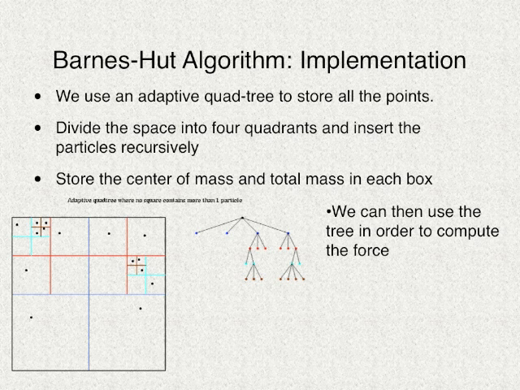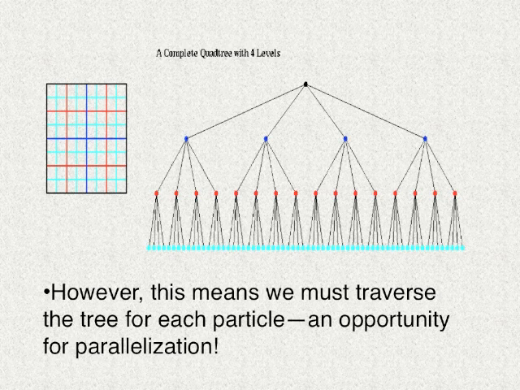In order to implement this algorithm in serial, we used a quad tree structure, which recursively divides our domain into 4 quadrants. Our first implementation used an adaptive quad tree, which continues to divide the domain until there is only one particle in each leaf node. Using this quad tree, we can compute the center of mass and total mass for each represented box, and then traverse the tree once for each particle in order to calculate the force. As you can tell, this means we must traverse the tree for each particle.